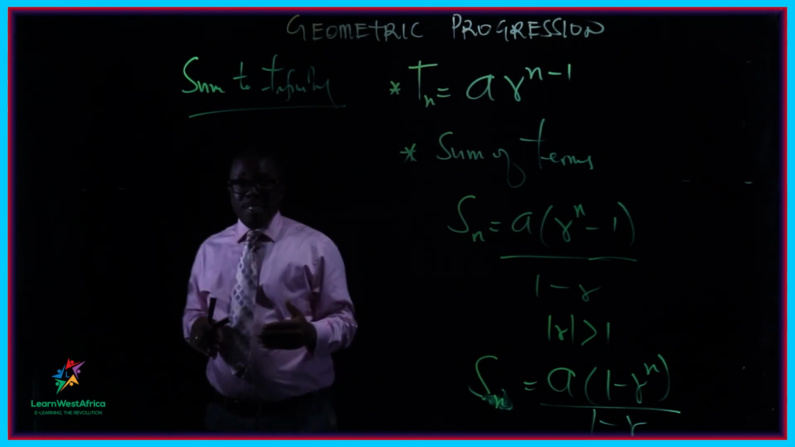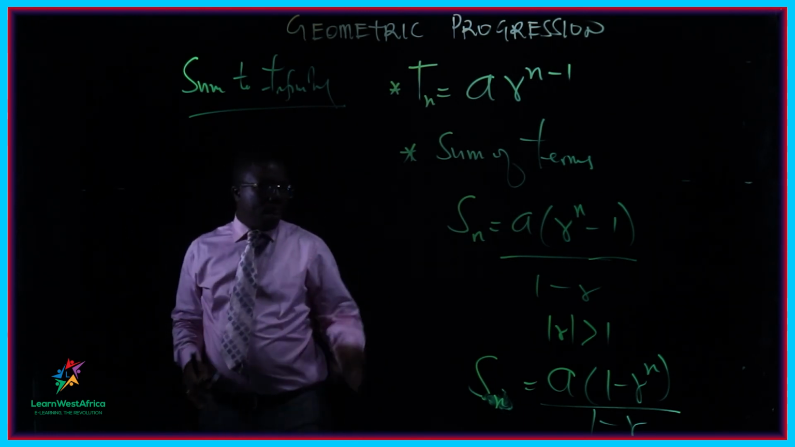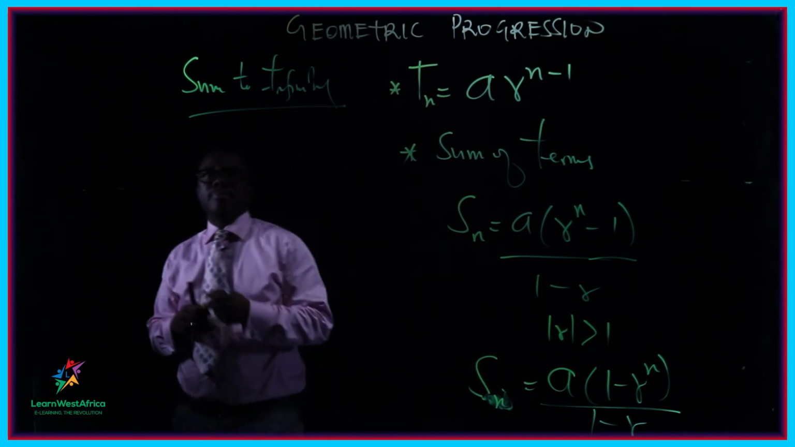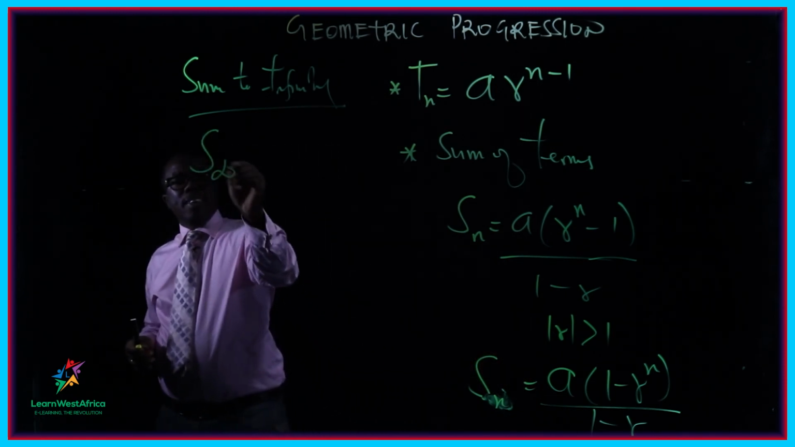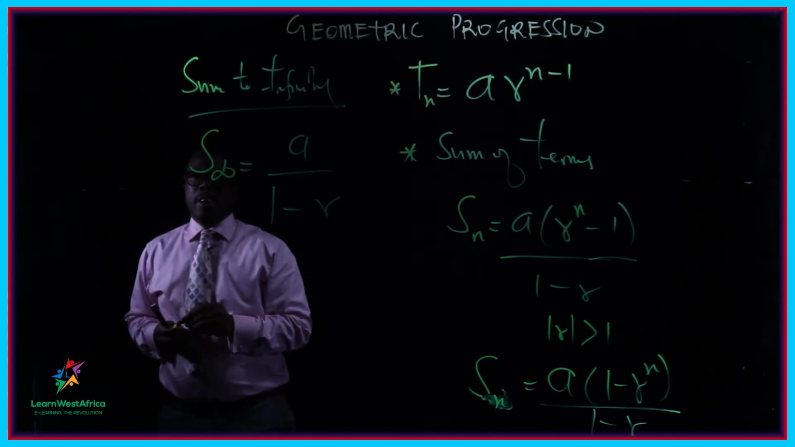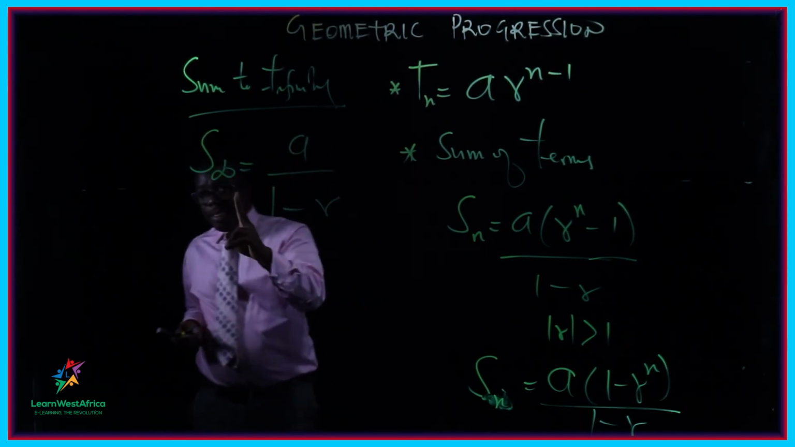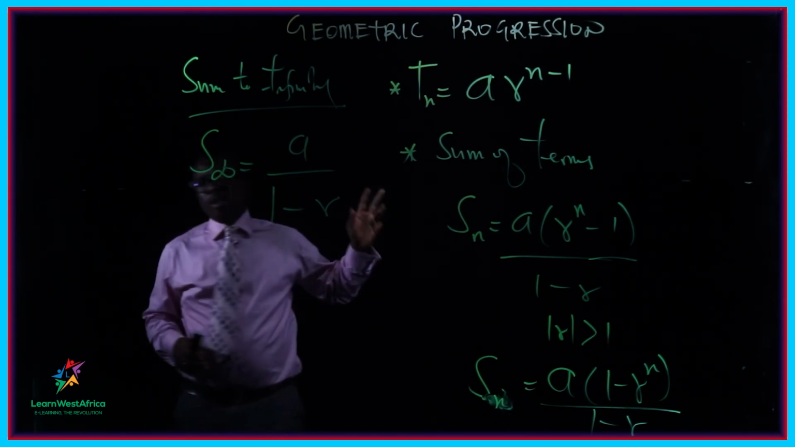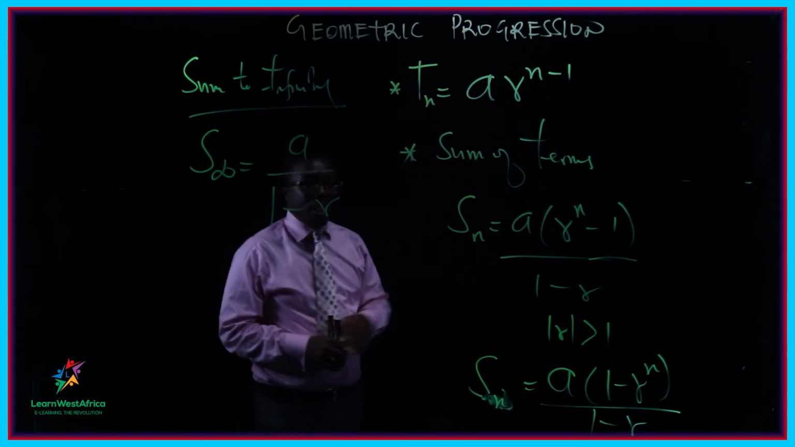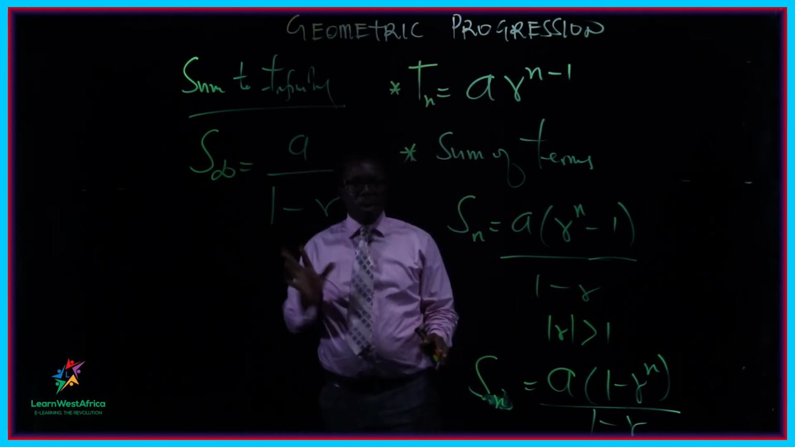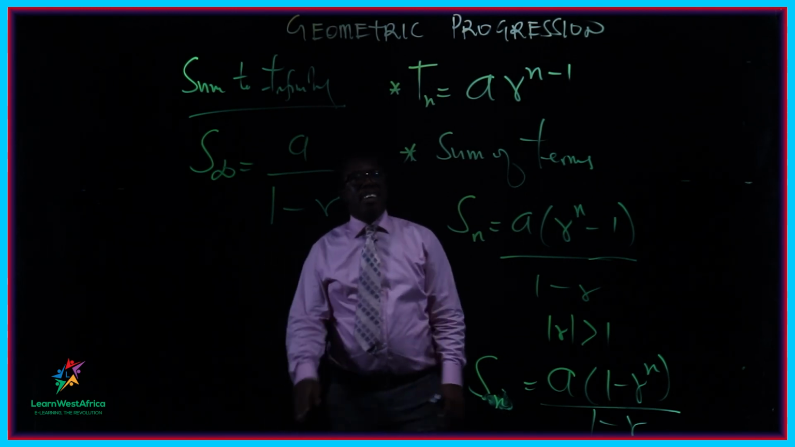But the sum to infinity, as you find in your level, is where the common ratio is less than 1. The sum to infinity is given as a all over 1 minus r. So remember, there are 2 things that you need to find the sum to infinity: your first term and your common ratio. Once you know your first term and the common ratio, the sum to infinity of a geometric sequence or progression should be done and dusted.